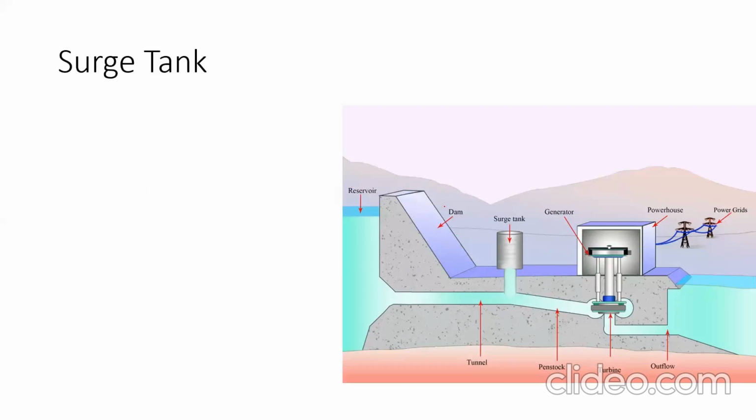You can observe in this figure, when the generator is turned off, the turbine will be turned off and the gates will be shut down, so the water flow will be reduced and the pressure in the penstock will increase. In that case the surge tank wall will open and the water will flow to the surge tank.